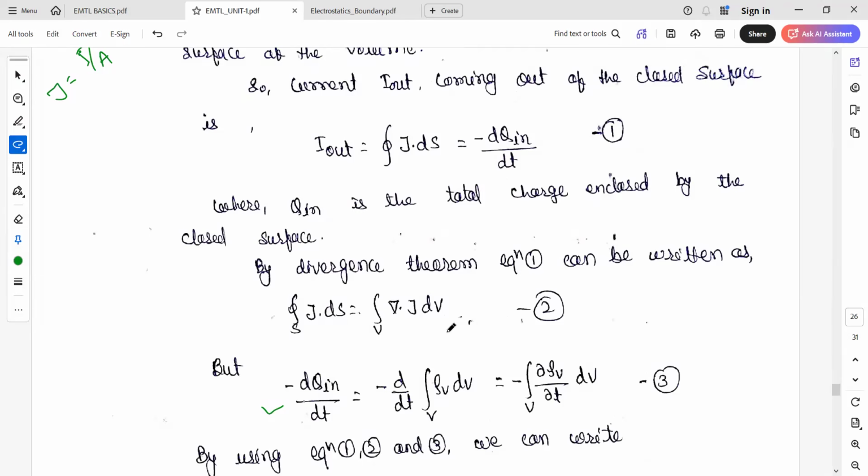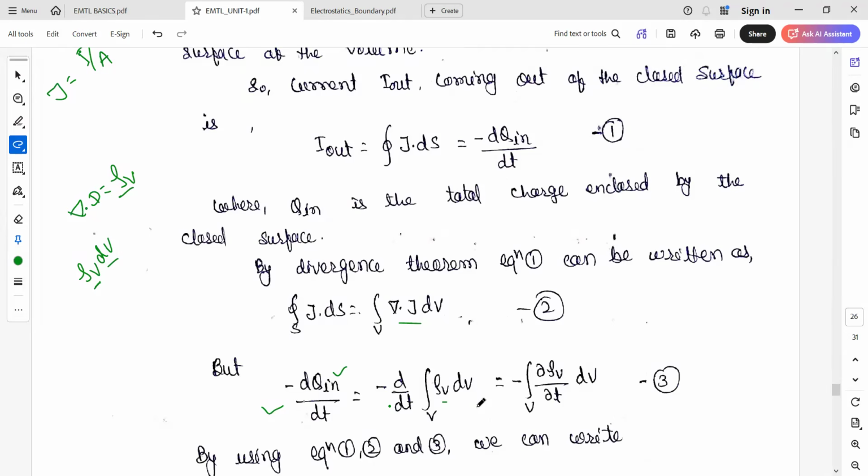Now if you compare this, what is del dot J? From Maxwell's first equation, del dot D is equal to rho v. So the total charge will be given as rho v into dv. This is the charge density, and this is the volume. That's why in place of Q, it is written as the integral of rho v into dv.